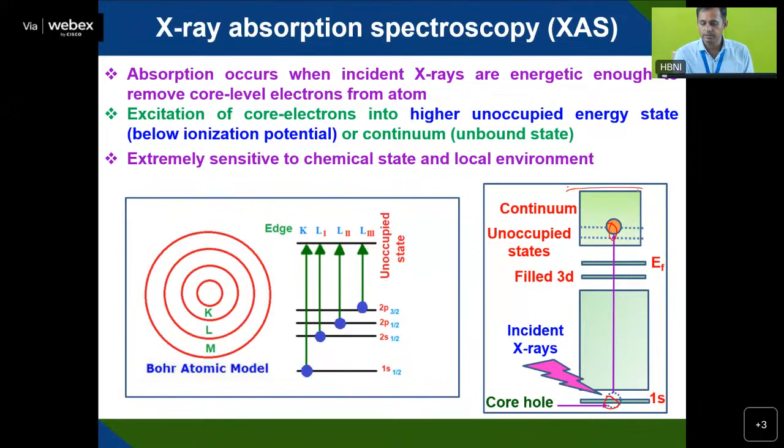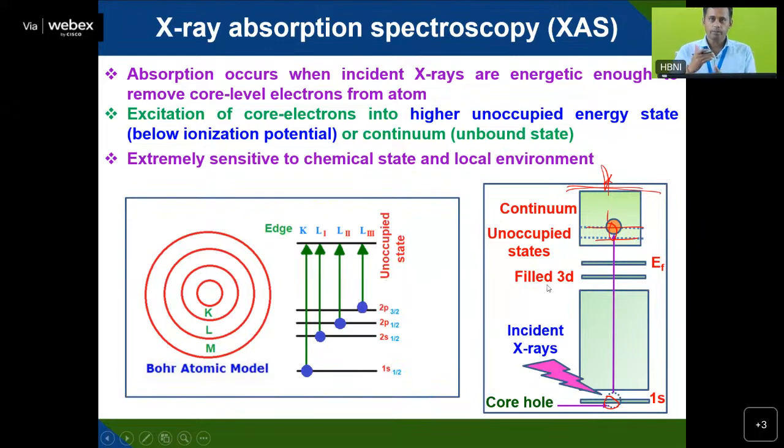If you go beyond this, we have a going out of this continuum, like out of this element. Before that, there are vacant orbitals, like unoccupied energy states here. Those are continuum unbound states, so the electron moves to that side. And this is extremely sensitive to chemical state and local environment.